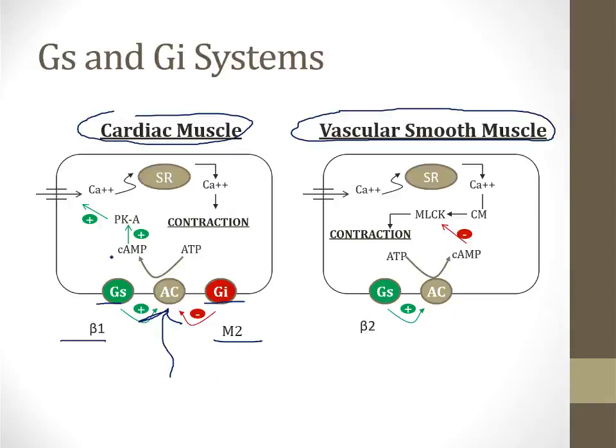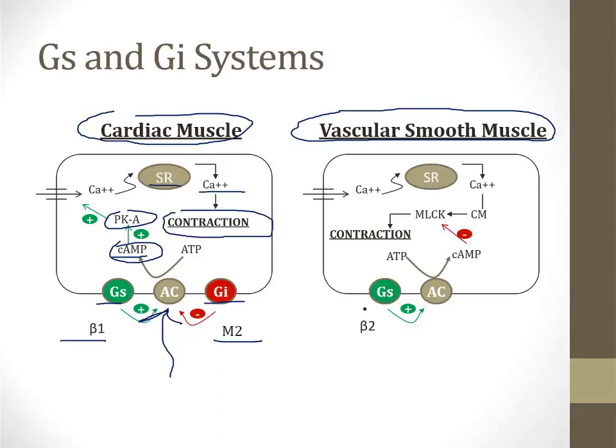That enzyme increases the level of cyclic AMP, which can activate the enzyme phosphokinase A. Phosphokinase A causes more calcium to come into the cell, and calcium stimulates the sarcoplasmic reticulum to release more calcium, and this causes more contraction. So this is how the two different G protein receptors affect the level of cyclic AMP, and how cyclic AMP leads to more muscle contraction.